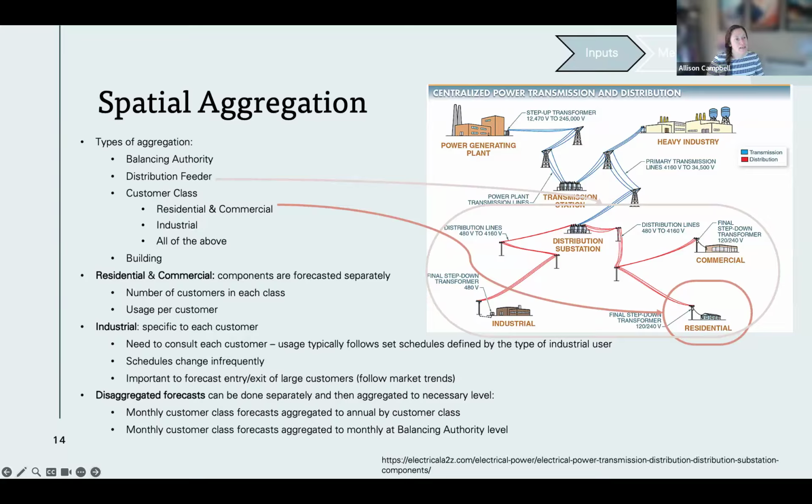We can also look at disaggregated forecasts, which can be done separately and then aggregated to the necessary level. That would mean doing a monthly customer class forecast, then aggregated to annual by customer class, or a monthly customer class aggregated to monthly at the balancing authority level.